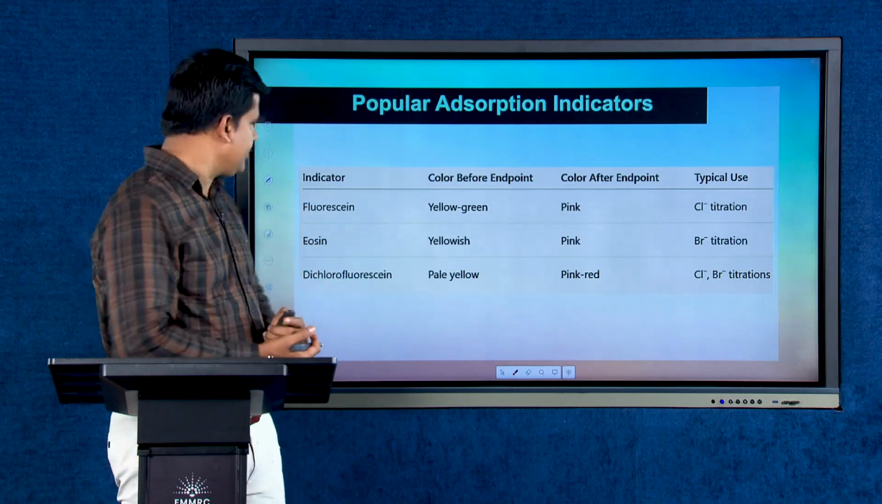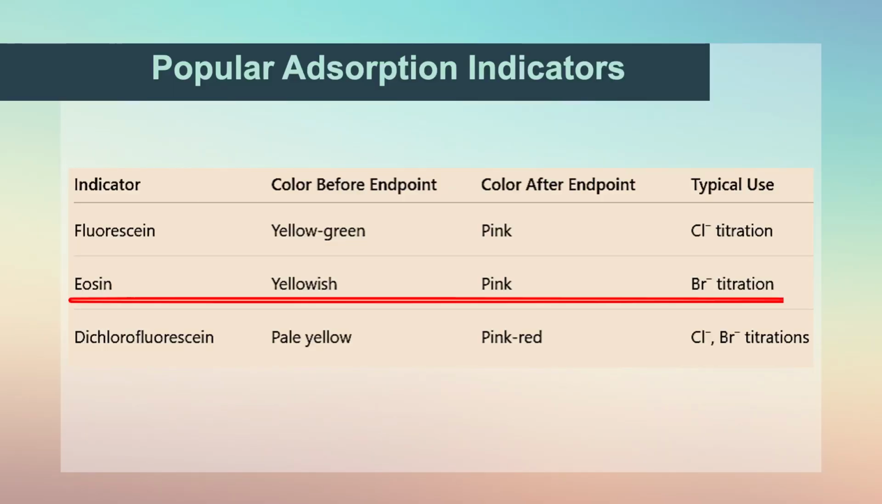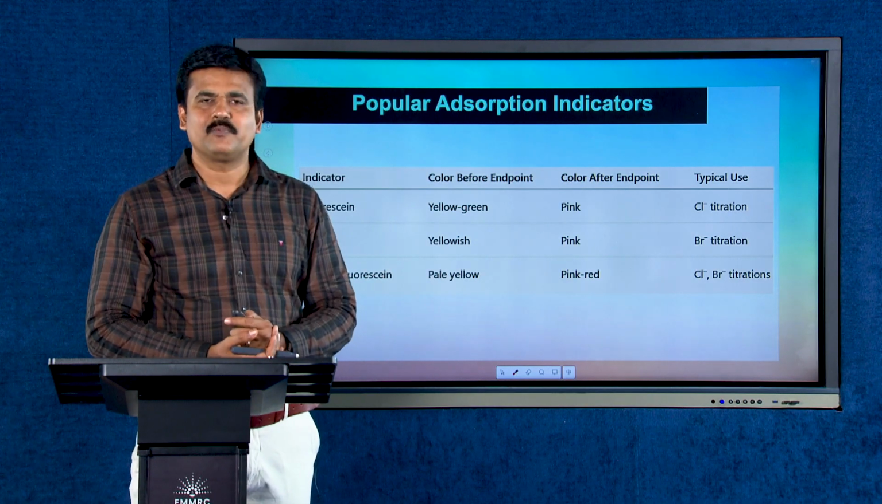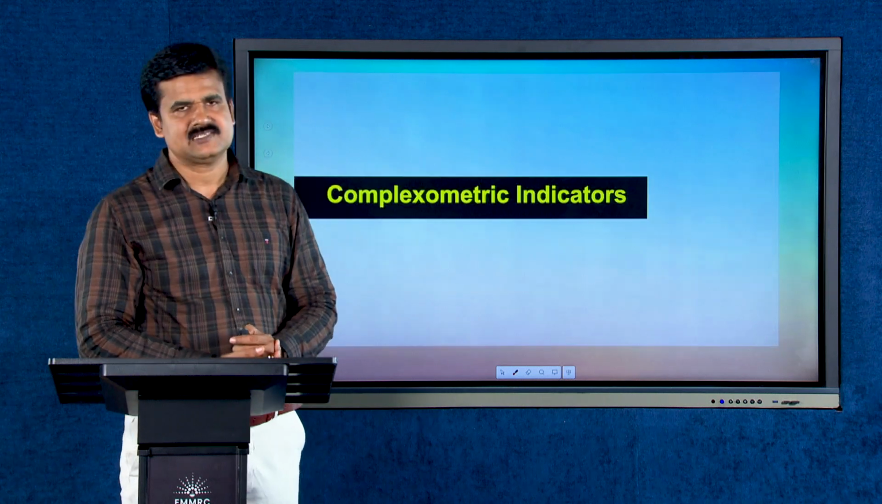the Cl- ion. Eosin is yellowish in the reaction before the endpoint, but after the endpoint it will be pink in color, used for the estimation of the Br- ion. And finally, dichlorofluorescein, which is pale yellow before the endpoint, and after the endpoint it is pink red in color, which is useful for the estimation of Cl- as well as Br- ions. So, this is a list of popular adsorption indicators.